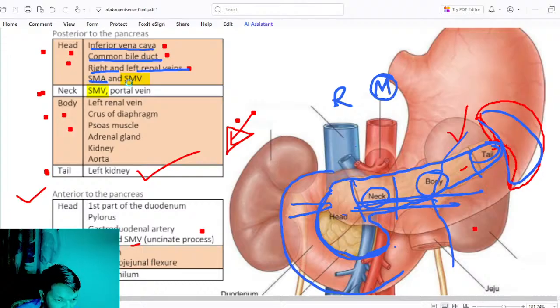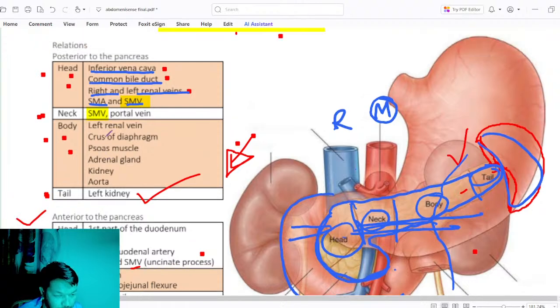So superior mesenteric artery and superior mesenteric vein, both remain behind the neck. This was my MRCS part B exam question. Then the neck. We are saying posterior to pancreas. All these structures are behind the pancreas.